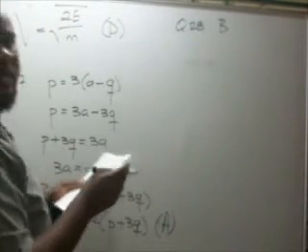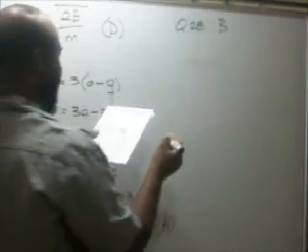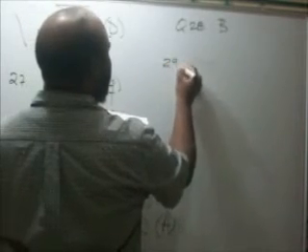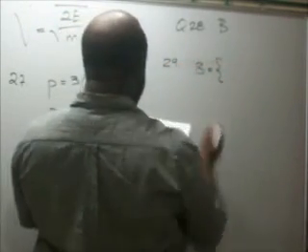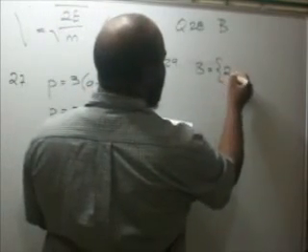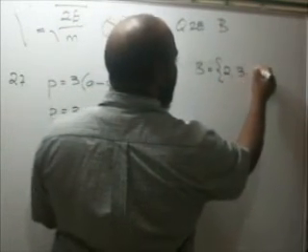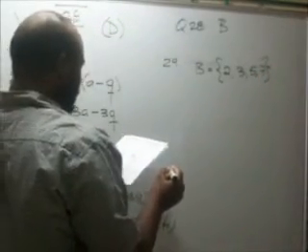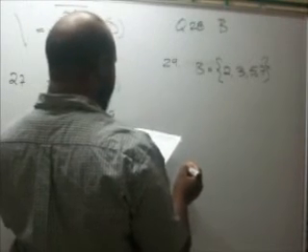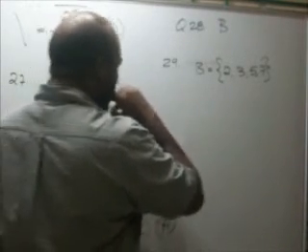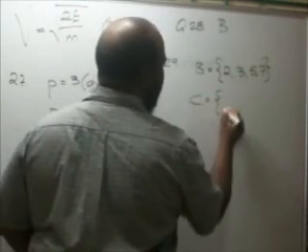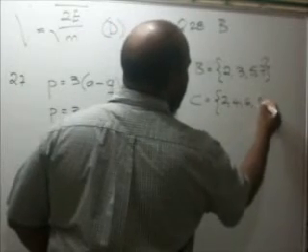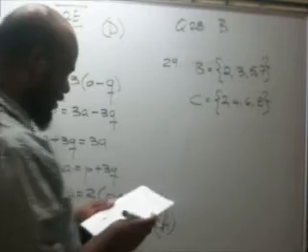In question 29, we have set B being prime numbers less than 10. So those are 2, 3, 5, and 7. Those are all prime numbers less than 10. We're told that C is even numbers less than 10. So C would be the set of even numbers less than 10. It's 2, 4, 6, 8. Those are all the even numbers less than 10.